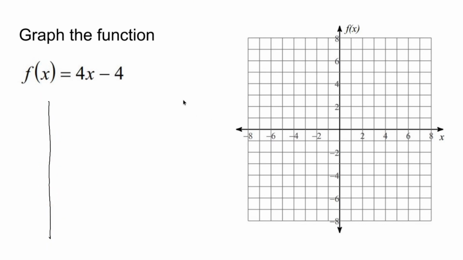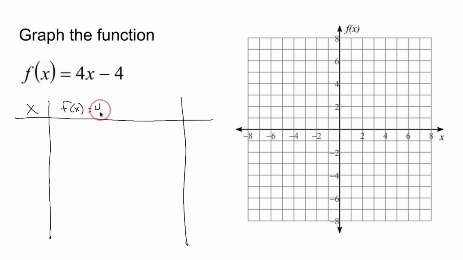So I'm going to make myself a 3-column chart. In the first column, I'm going to pick a bunch of x values. In the second column, I'm going to say f of x equals 4x minus 4, and that's going to show me showing my work. And in the third column, I'm going to have the coordinates that I'm supposed to get after plugging stuff in.